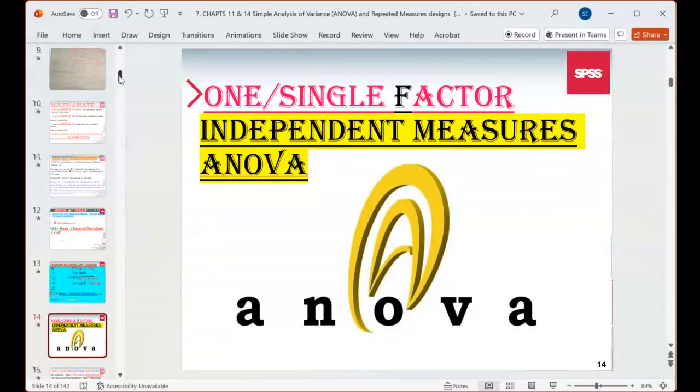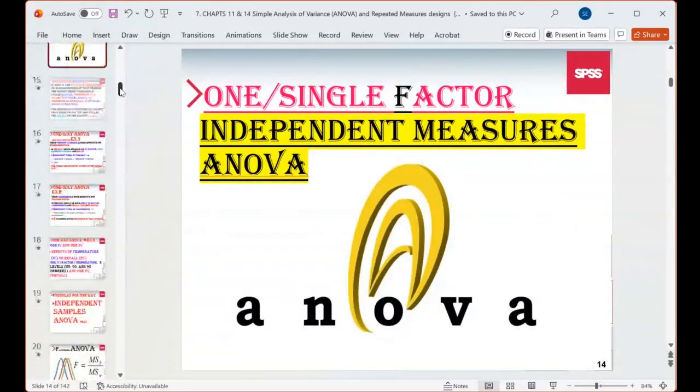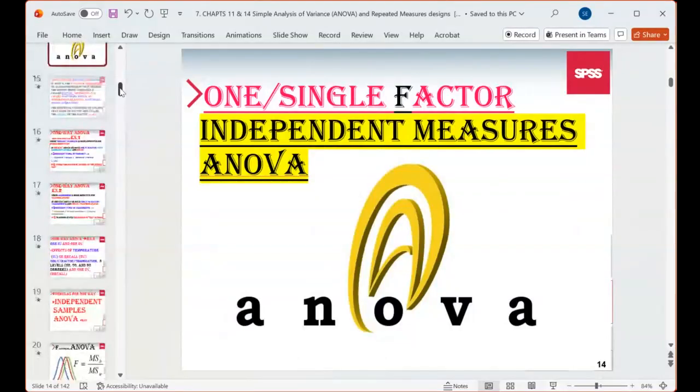So we're going to talk about independent measure ANOVA as opposed to repeated measure ANOVA. These are research designs, and of course you use the right statistics. Like for independent measure research designs, you use independent measure ANOVA, that's the statistic. And for repeated measure research designs, you use repeated measure statistic or ANOVA, okay?